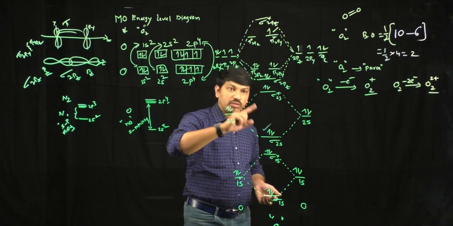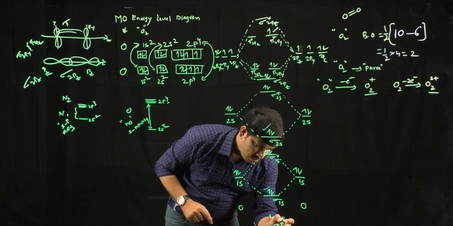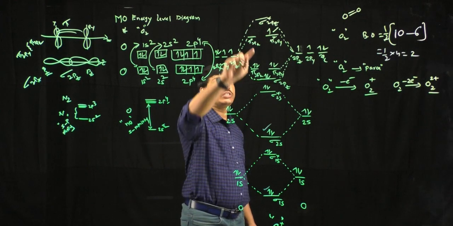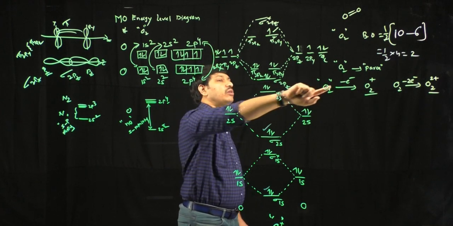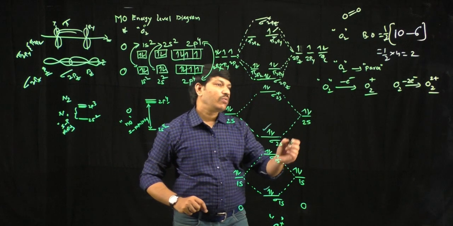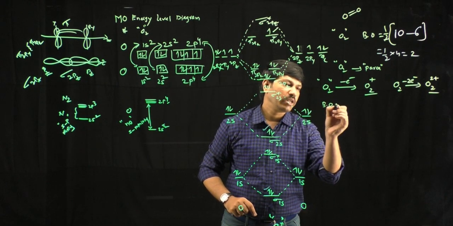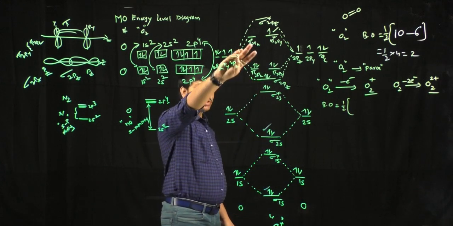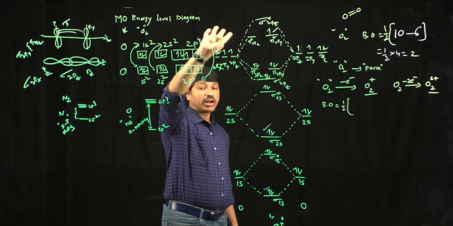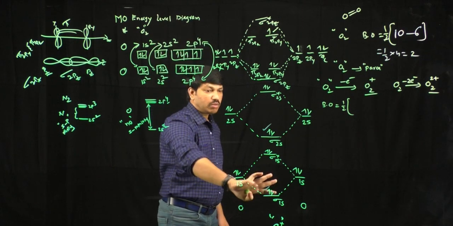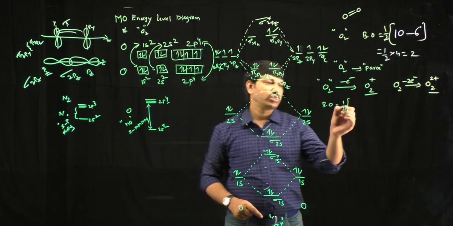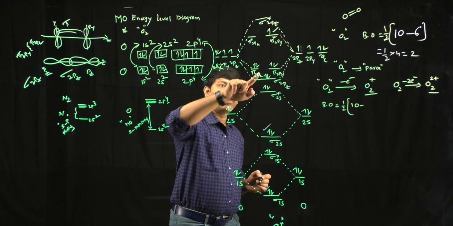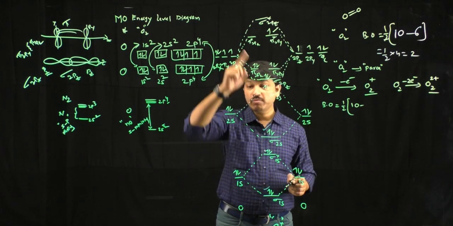So the remaining structure is for the O2+ molecule. Now this is the O2+ molecular orbital energy level diagram. What I did is just remove one electron from the O2 molecule. So now calculate the bond order value for the O2+ molecule: half times the number of bonding electrons. I removed one electron from the antibonding level only, but the remaining bonding electrons are the same. So in this case also we have 10 bonding electrons, 2 plus 2 plus 4, 4 plus 6, 10, minus antibonding electrons.